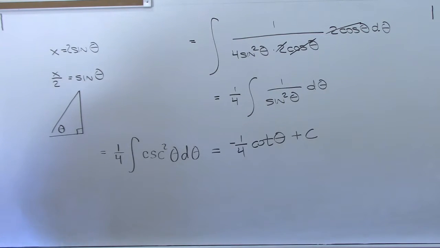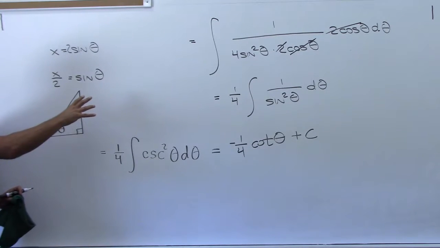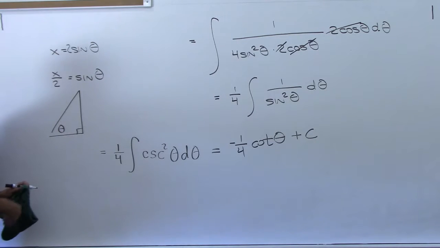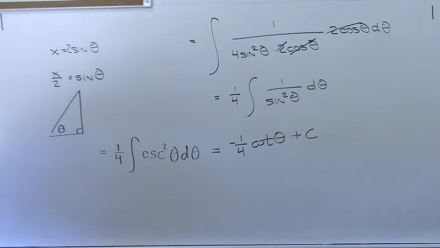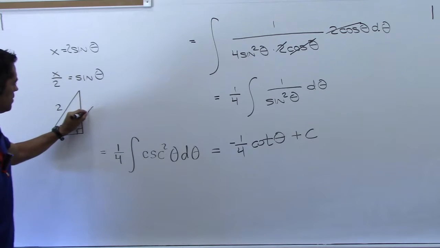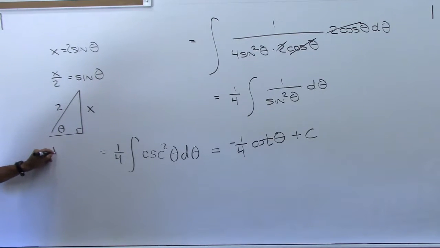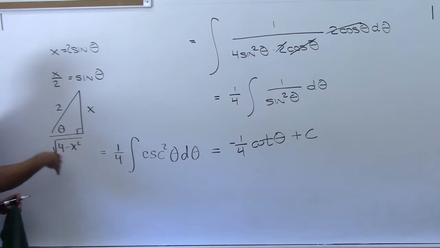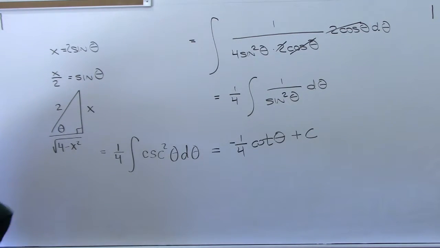A lot of times you'll see when I do these problems, I draw my triangle even if I don't even need it. Even if the problem doesn't require it, just to keep practicing this over and over and over. So which sides get labeled here? 2's the hypotenuse, x is opposite, and then that forces this side to be the square root of 4 minus x squared. And remember also I said that one of the sides will always be that square root thing that you had. All right.